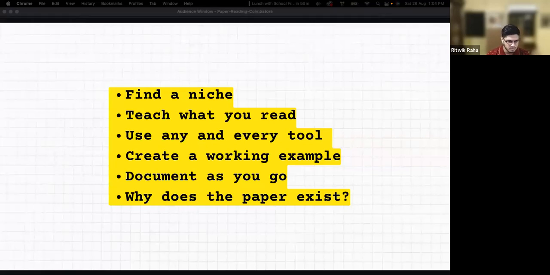Or if you have a research problem that you're working on with someone and you need to read a certain type of paper, find that niche. Don't try to read every paper out there.